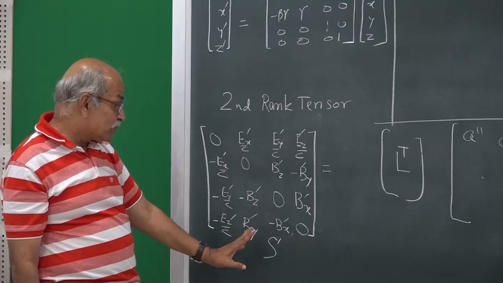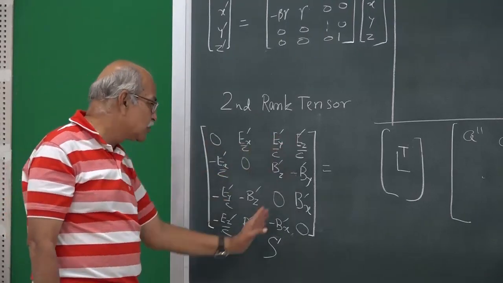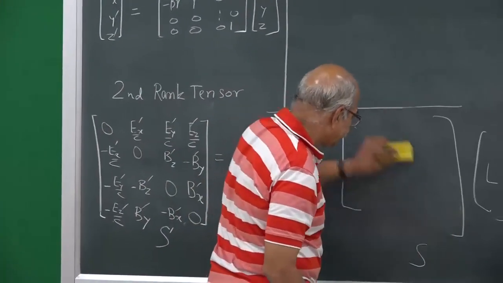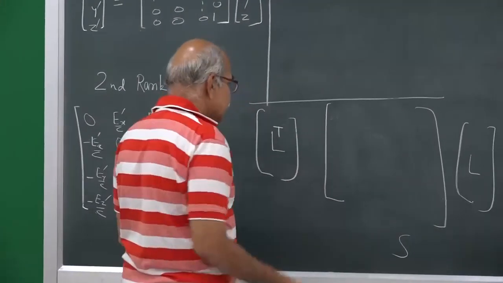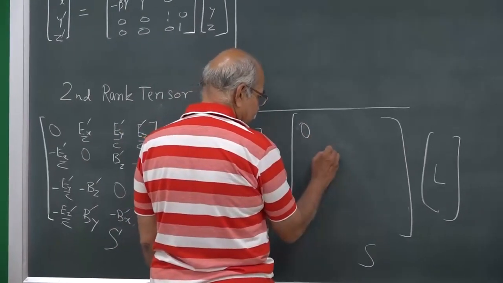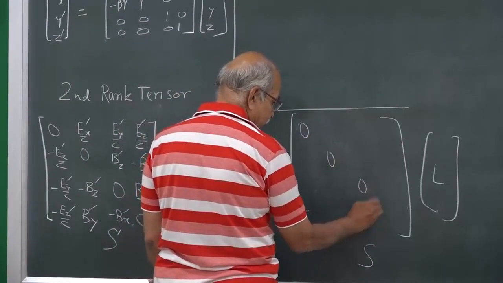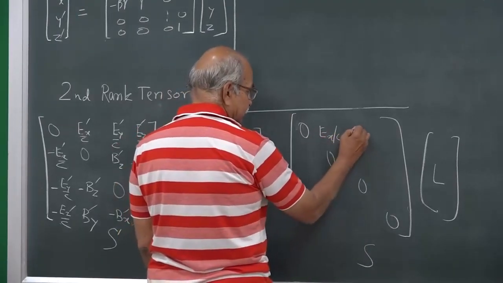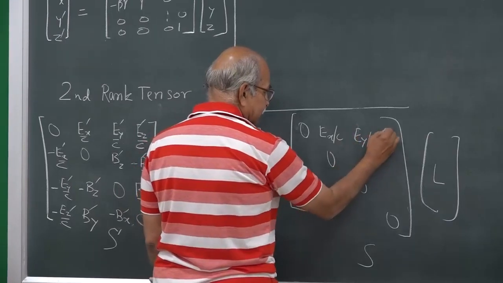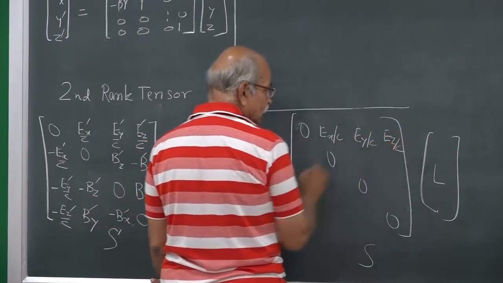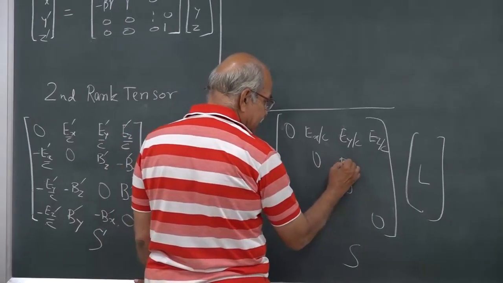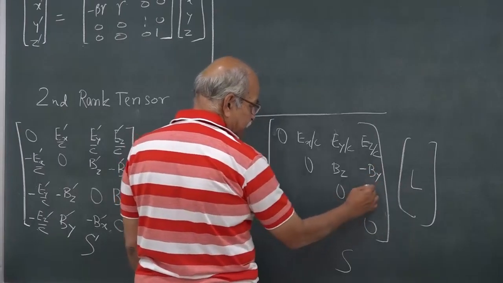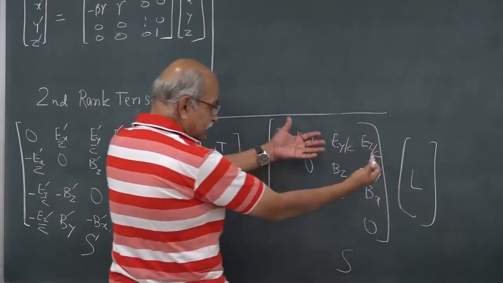In S prime, what are the components? Same components without prime. So, let me write that here. Once again, it is 0 here, then it is 0 here, then it is 0 here and 0 here. Here you have ex by c, then ey by c, and then ez by c here. Then you have bz here, and this component is minus by, and then you have bx here. So, that is this half, and then reflect.